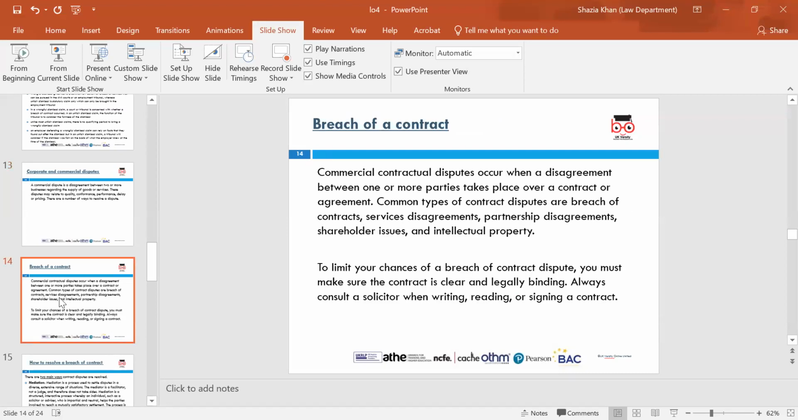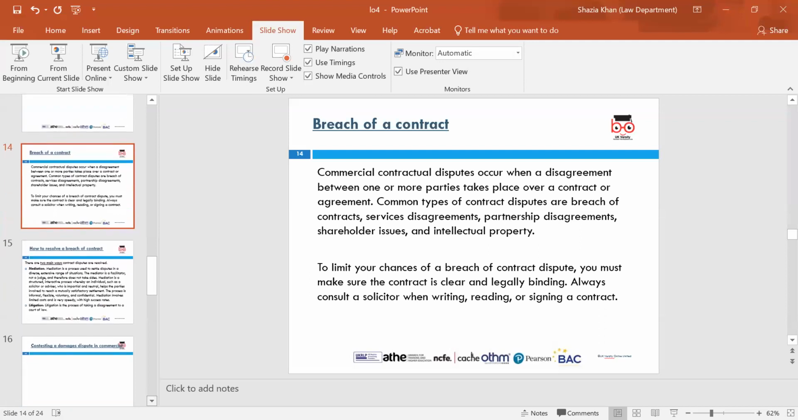Breach of contract. Commercial contractual disputes occur when a disagreement between one or more parties takes place over a contract agreement. Common types of contract disputes are breach of contracts, service agreements, partnership disagreements, shareholder issues, and intellectual property. To limit your chances of a breach of contract dispute, you must make sure the contract is clear and legally binding. Always consult a solicitor when writing, reading, or signing a contract. It's so important because you have signed a contract, and maybe it's in breach of the law. You don't know what's in the contract.